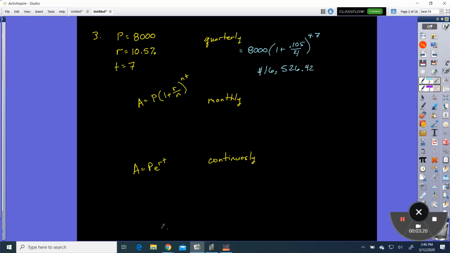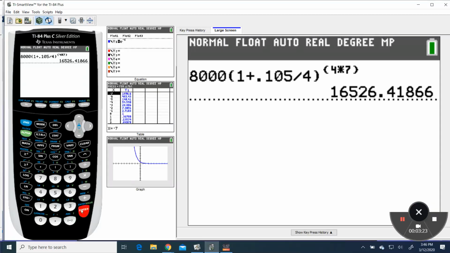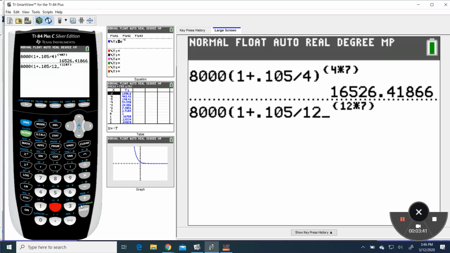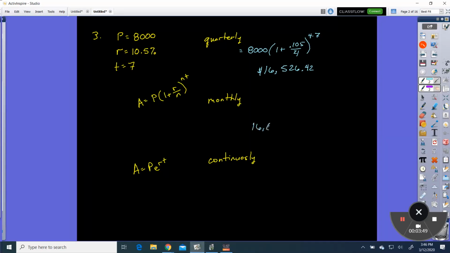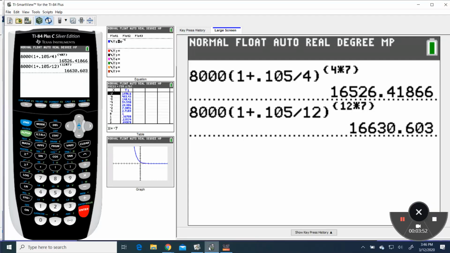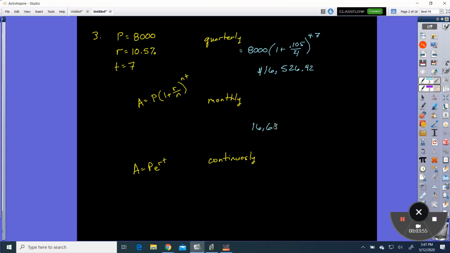Now it says monthly, so it's the exact same thing. So I come to my calculator, I hit second enter, but instead of that being a 4, it's going to be a 12. So I change that 4 to a 1, and I hit second delete because that's going to allow me to insert a 2 there. And I come back over here to where this 4 is. I go 1, second delete, change that to a 2, and I hit enter. So 16,630.60. 16,630 and 60. So these should be fairly close. Again, monthly, the only difference is n equals 12.